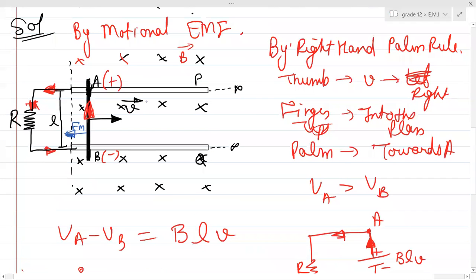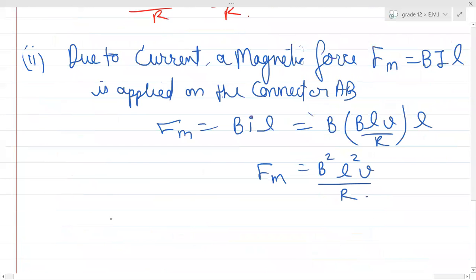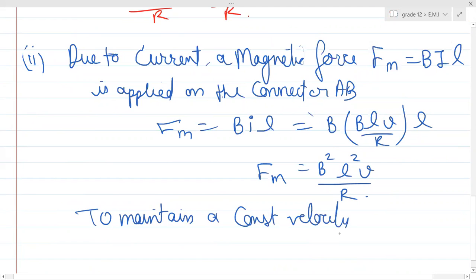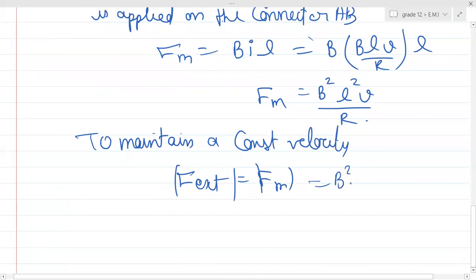Now, since I want to move this with a constant velocity, so for constant velocity, the forces should be balanced. So that is why I was applying an external force in the opposite direction of Fm, such that this and this should be equal. So to maintain a constant velocity, according to the question only, F external should be equal to Fm magnitude. So this is the answer for the second part of the question. Is this clear, guys? Second part.